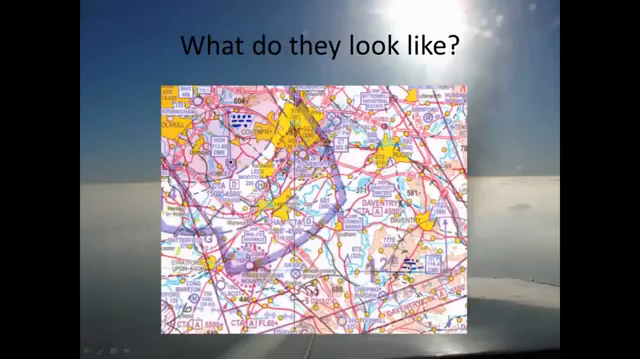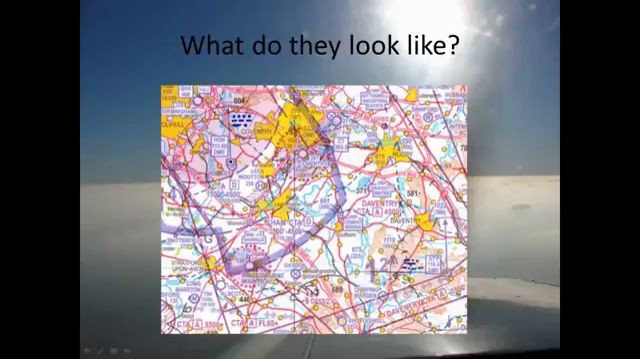So here we have a map that I've scanned in of an area just to the southeast of Birmingham. You can see we've got Birmingham just up here. This pinkish area here is the southern part of the Birmingham control zone, and we've got Coventry there, Rugby and Daventry.